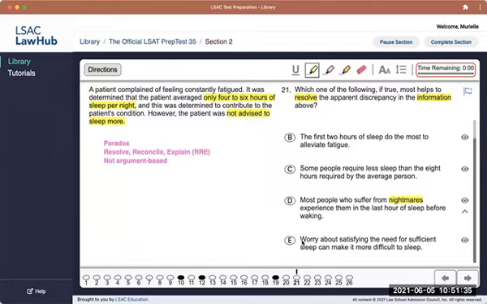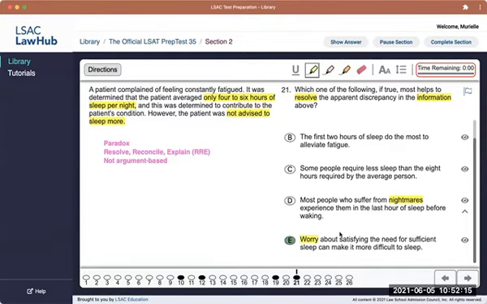Okay, worry about satisfying the need for sufficient sleep can make it more difficult to sleep. So maybe we're withholding information from this person so that we don't cause them to worry, because if we tell them you need to sleep more, then it's going to be harder for them to sleep. So it would actually have the opposite of the desired effect. So this would explain why, even though the patient does need more sleep, right? Because the lack of sleep, the only 4 to 6 hours per night, is determined to contribute to their condition. Even though we know they need more sleep, we're not going to tell them they need more sleep because it won't do any good, right?